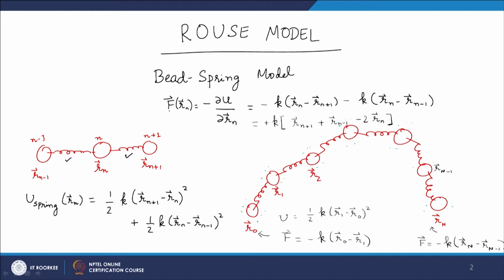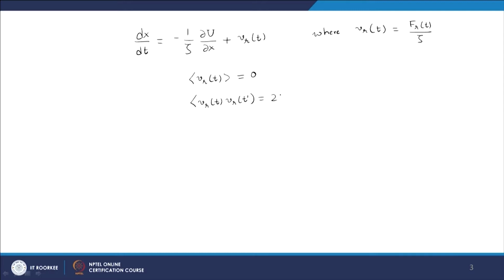So, let us go back to what we derived in one dimension. We had dx by dt is equal to minus 1 by zeta dou u by dou x plus some VRT, where VRT was equal to FRT by zeta, and VR follows the relations: the mean value is equal to 0, and the auto correlation is given by this particular relation.